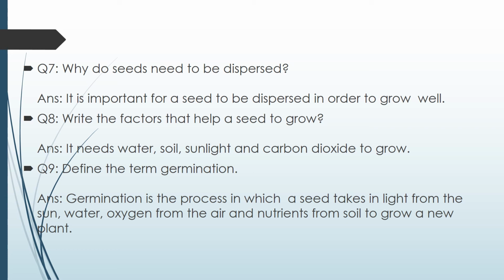Define the term germination. Germination is the process in which a seed takes in light from the sun, water and oxygen from the air, and nutrients from soil to grow a new plant. This is the process of germination. We have discussed all the processes of plant reproduction, that is fertilization, dispersal, pollination, germination in detail, and I hope that you have all understood this.